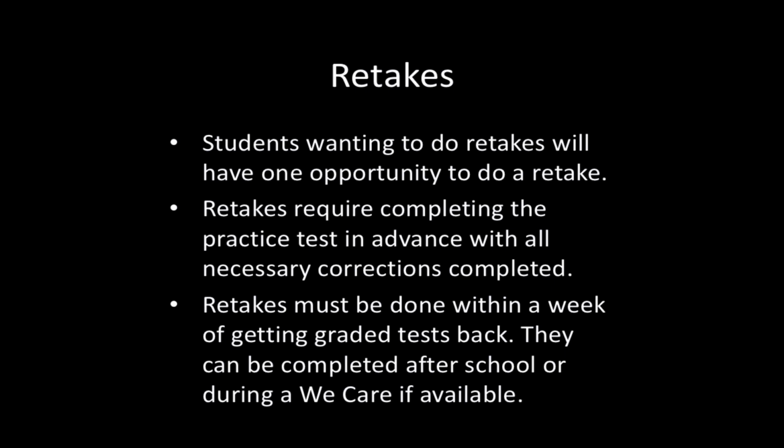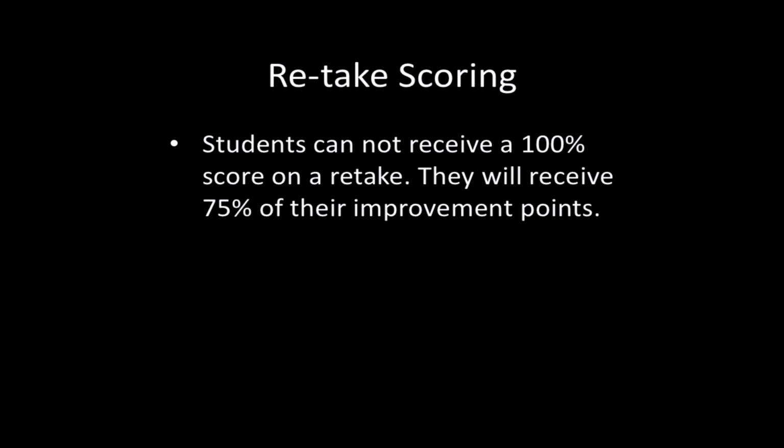And then the final thing on a retake, students can't receive 100% of their points on a retake, but they do get 75% of their improvement points. And what that means is this. One example would be if you had a student that scored a 60 on their test, and then they came and did a retake, and they got all of their mistakes corrected, so they got a 100 on their retake, that would be an improvement of 40%. They could qualify for 30% of those points. So they could go from a 60 to a 90. So they can still improve dramatically. They just can't get up to 100.